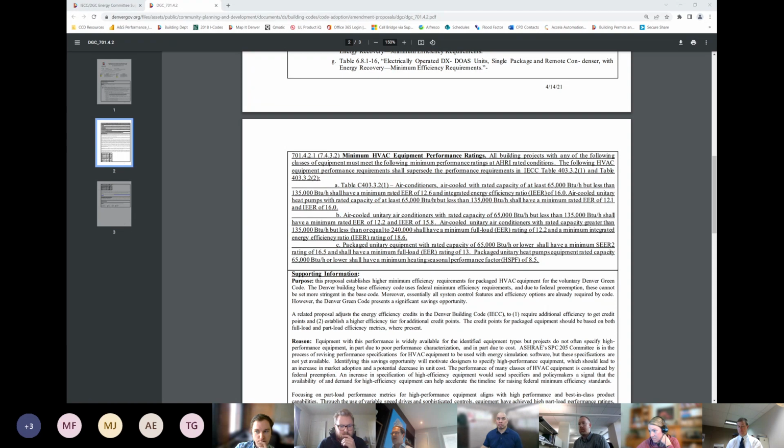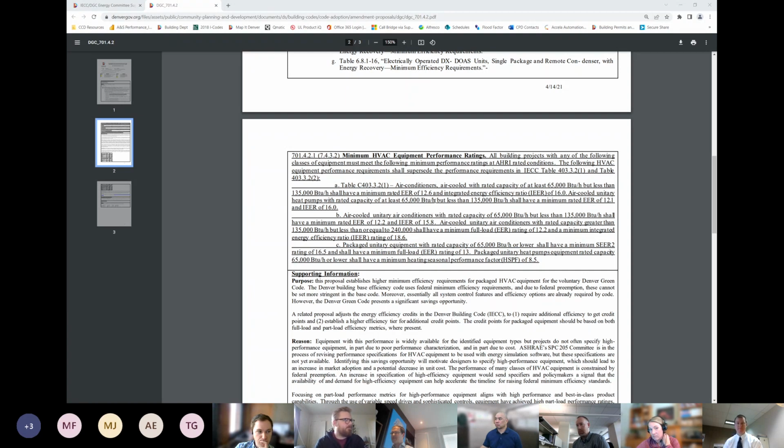This would be just packaged equipment. Certainly, from our earlier conversation on these, there are a lot of small buildings that may have split systems at that capacity size, splits or mini splits. This was intended really just for the packaged equipment.